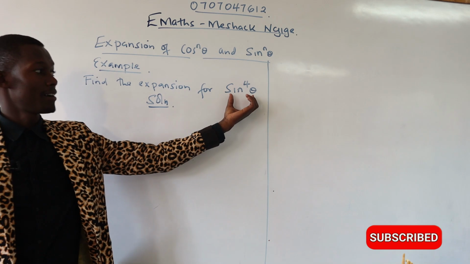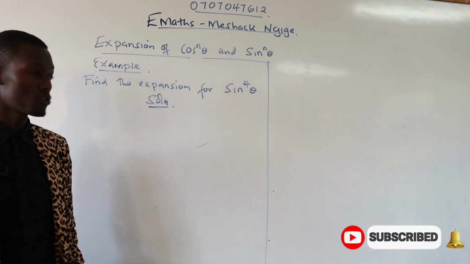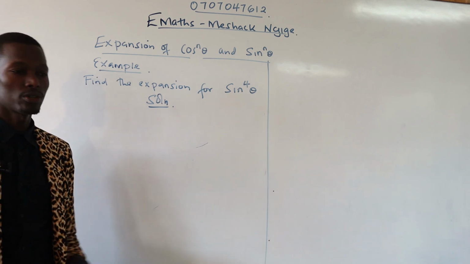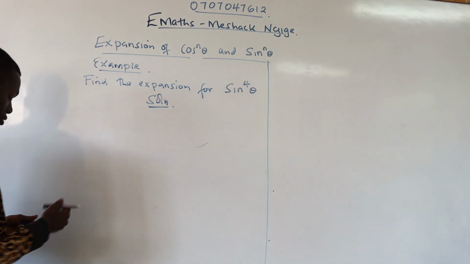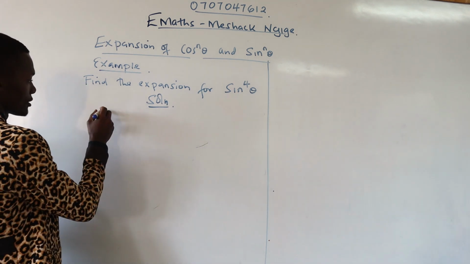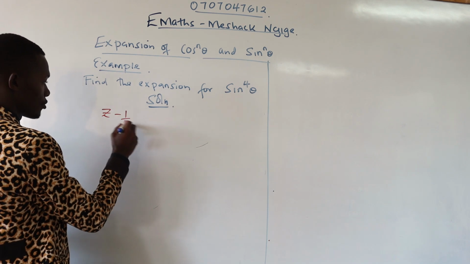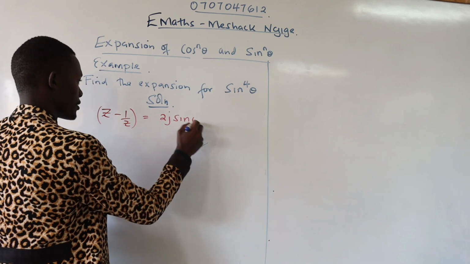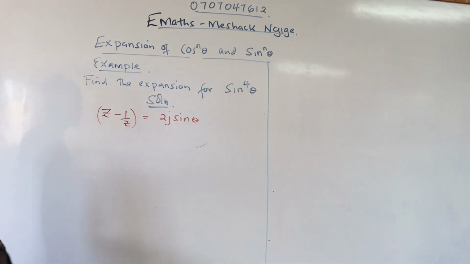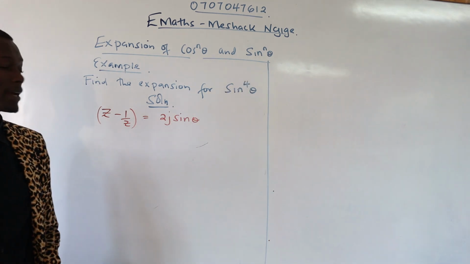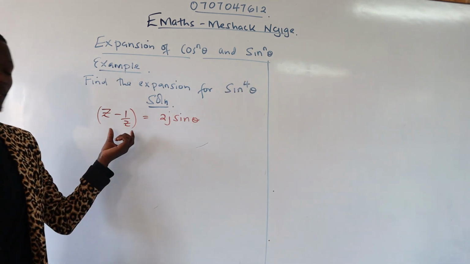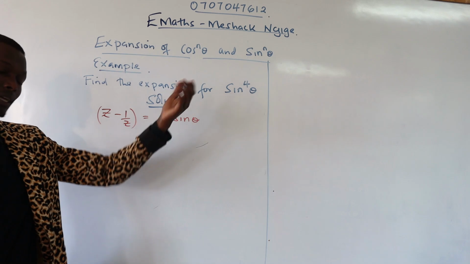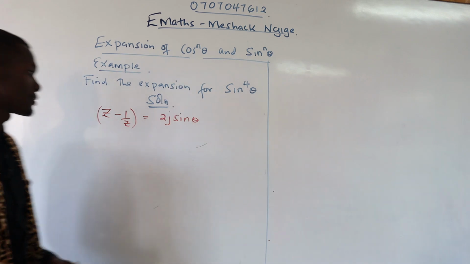Now, if we have a sine function, if you noted from what we had, the relationship is where we had a sine function, we were equating it to subtraction. So therefore, z minus 1 over z gives us 2j sine of theta. So when you are expanding a sine to a certain power n, you shall equate z minus 1 over z to the other side, which we have 2j sine of theta.